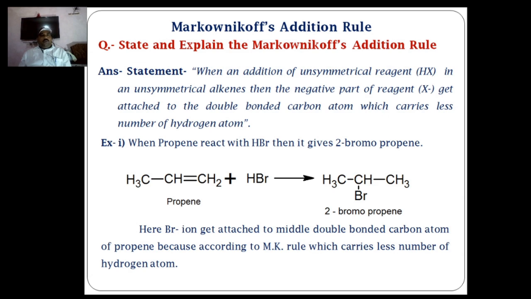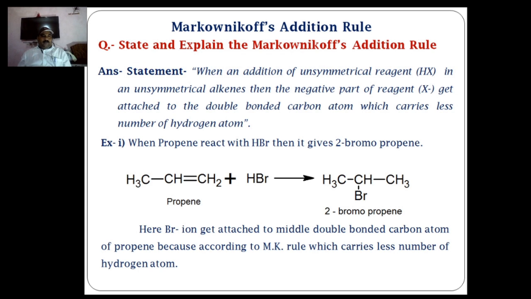Once again, the Markovnikov rule states that when an unsymmetrical reagent adds to an unsymmetrical alkene, the negative part of the reagent gets attached to the double bonded carbon atom which carries less number of hydrogen atoms. A simple unsymmetrical reagent is HX, the halo acids, which react with unsymmetrical alkenes, for example propene, 1-butene, pentene, etc. The negative part of that reagent, the halogen, gets attached to the double bonded carbon atom, after breaking the double bond, that carries less number of hydrogen atoms.